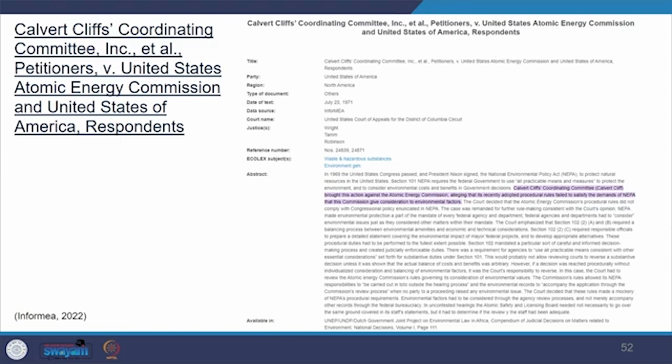The court decided that the Atomic Energy Commission's procedural rules did not comply with the congressional policy spoken in NEPA. So it was not really aligning, and it was inadequate. So the court did come to that ruling. There were also cases which charged the agency's decision; one of the early court decisions provided the guidance for review of the decision. So what, like, the EIA reports, EIA assessment, the decision was made in favor or against, but there were cases which were challenging the decisions.